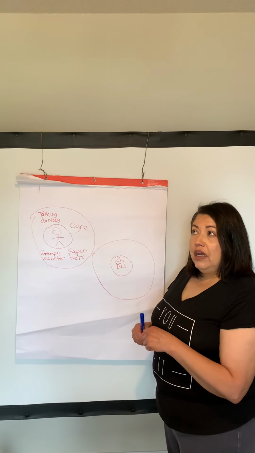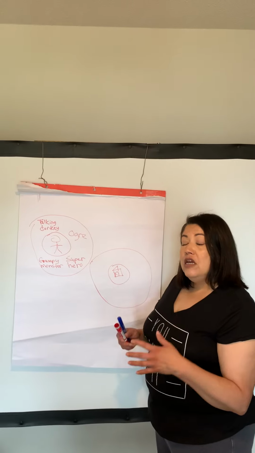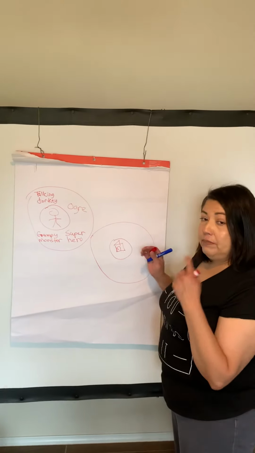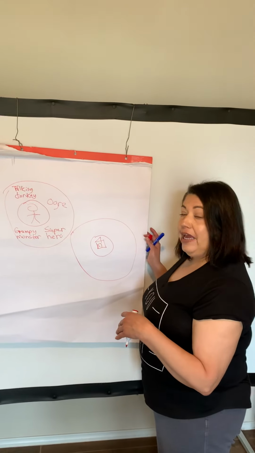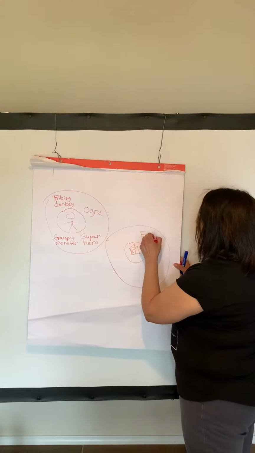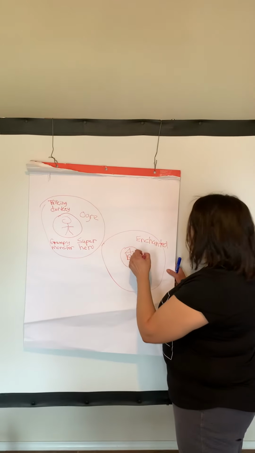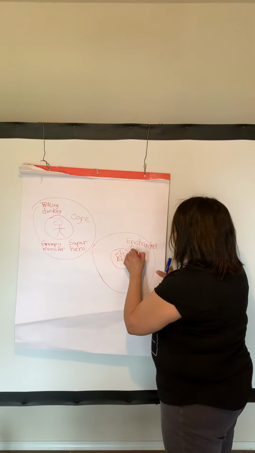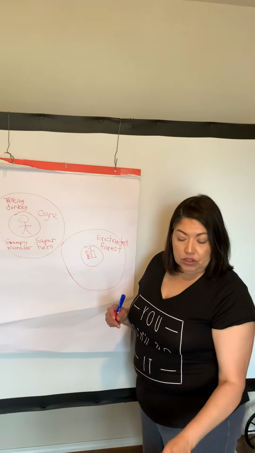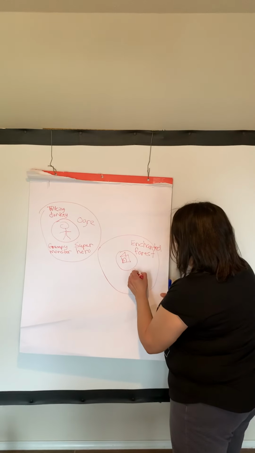Again, be creative and imaginative. Remember, this is fantasy, so it could be made up. One made up setting I could have is maybe an enchanted forest. So I'm going to write enchanted forest. The word enchanted means magical. Or you could possibly even have a galaxy far, far away.